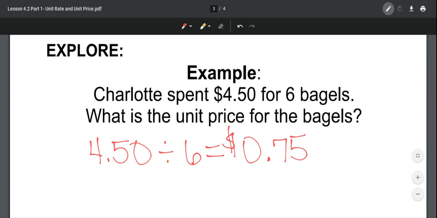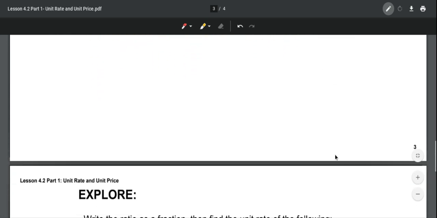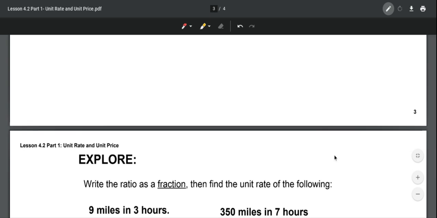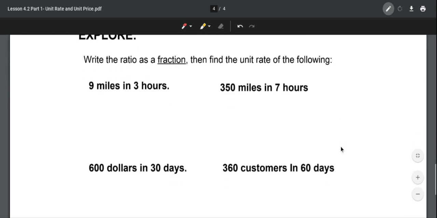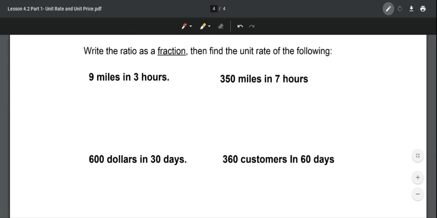Let's take a look at another example. Write the ratio as a fraction, then find the unit rate of the following. If we were to compare 9 miles in 3 hours, we would write the quantity or the unit, 9 miles, over the per unit, so 3 hours, because that person is traveling 9 miles in 3 hours, so per 3 hours.